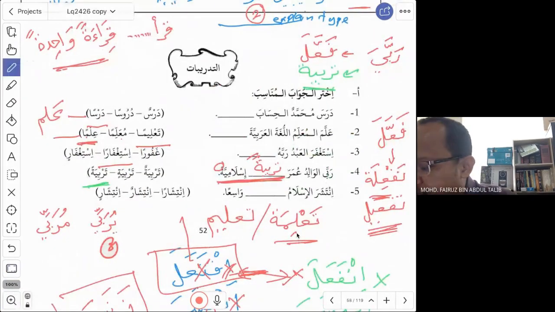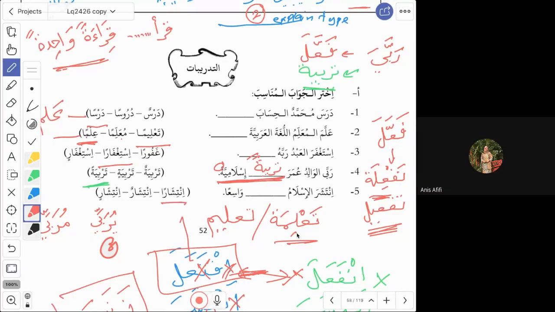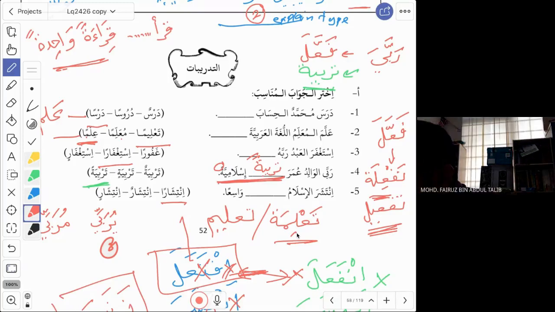Intasharal Islamu intishar. Okay, now we choose the correct one. Maf'ul mutlaq must be in the state of mansub. So the correct one is of course intisharan. So we put it here, intisharan.